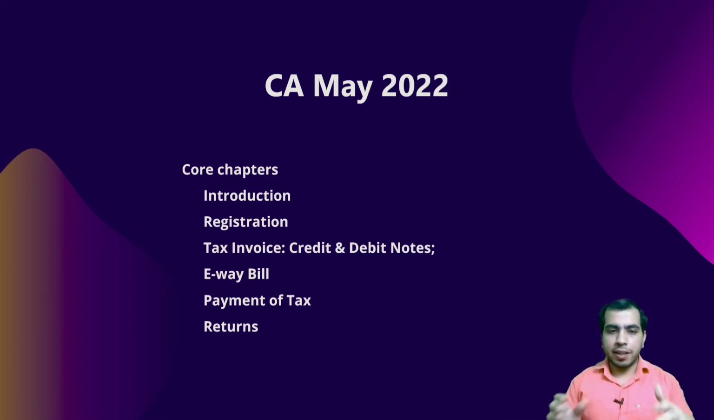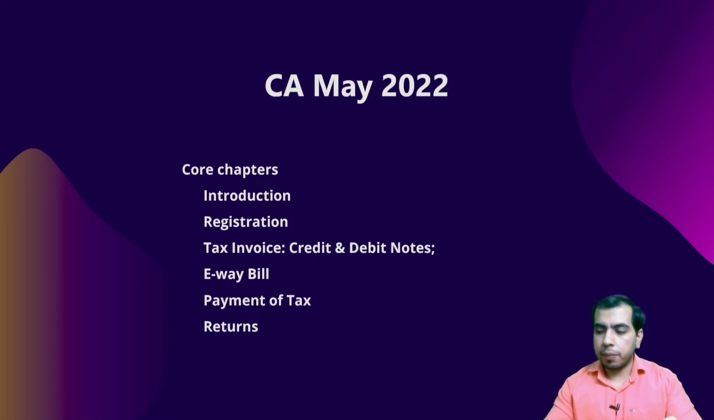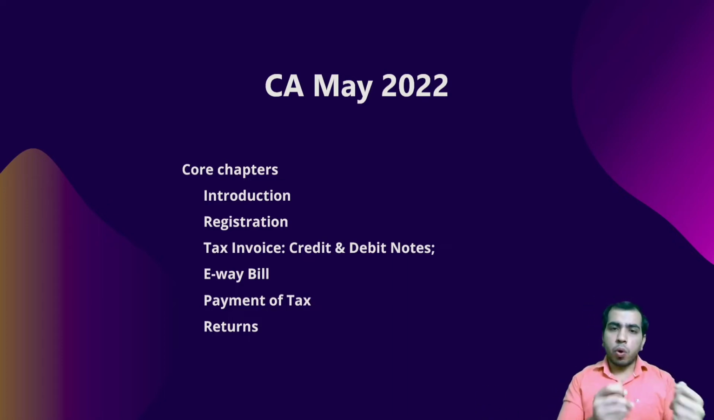Although the heading here is core chapters, these chapters come under the category of other chapters like introduction, registration, tax invoice, e-way bill, payment of tax, returns, etc. All these chapters, now I'm not asking you to ignore these chapters. इन chapters को ignore नहीं करना है, लेकिन these chapters have very minor provisions that can be forgotten at the last minute. What you can do is cover the core chapters first.